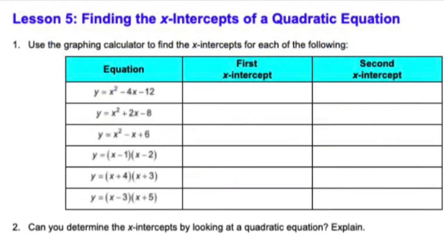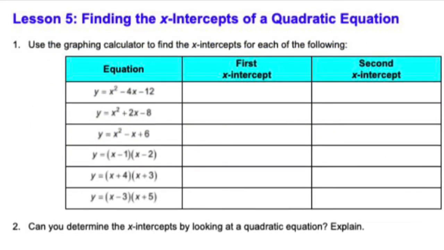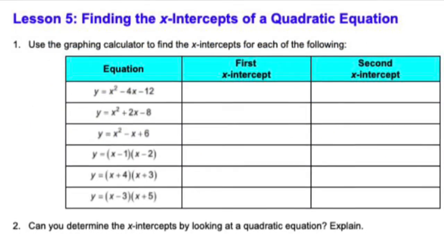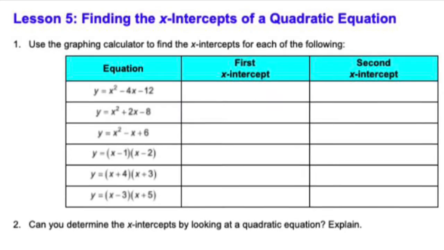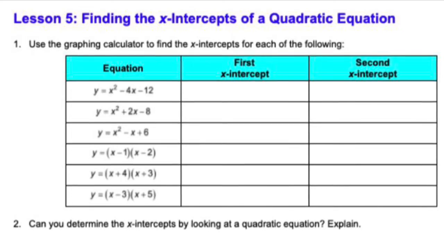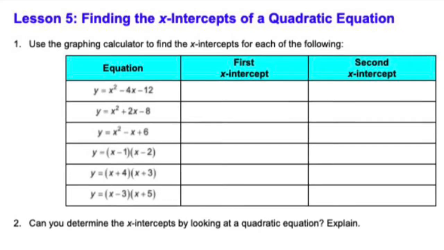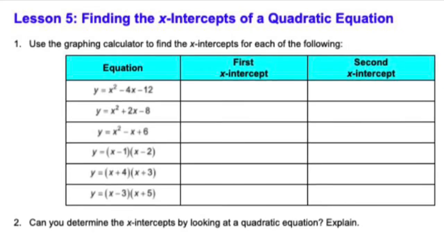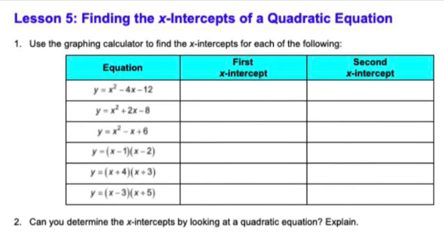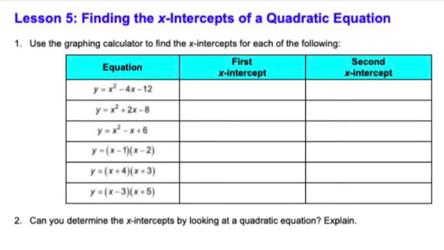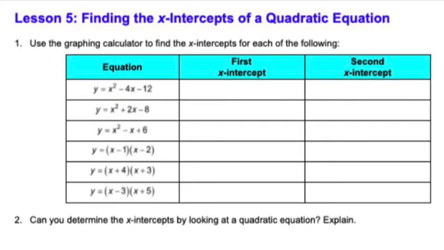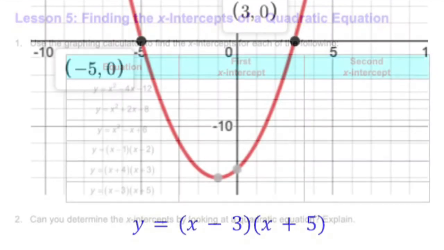If you look at lesson number 5 from assignment number 4, you can see this beautiful chart, and in the chart it gives you a whole bunch of different equations for quadratic graphs, and we want to find the first x-intercept and the second x-intercept, and to do that we are going to use Desmos. So we're going to start by looking at the equation in factored form first.